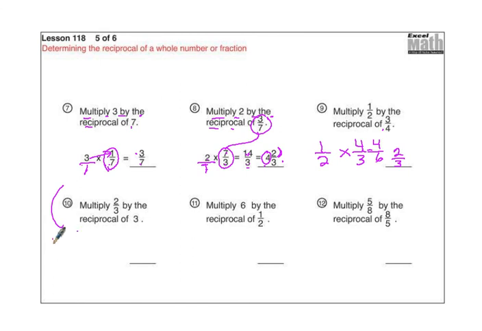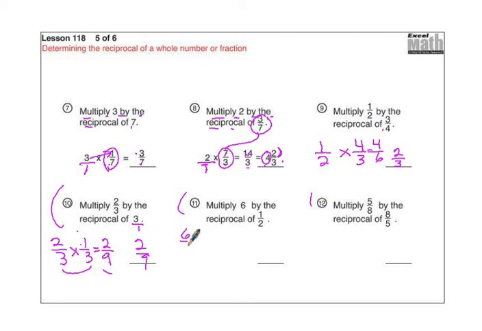2/3 times the reciprocal of 3. Well, 3 is equal to 3 over 1, so I get 1 over 3. When I multiply, I get 2 over 9. 2 times 1 is 2. 3 times 3 is 9. I bet some of you might have gotten 6 on that. 3 times 3 is not 6, it's 9. You cannot reduce 2/9, so that is the solution. All right, go ahead and do 11 and 12. Turn the video back on when you're ready to see the solution to those two.